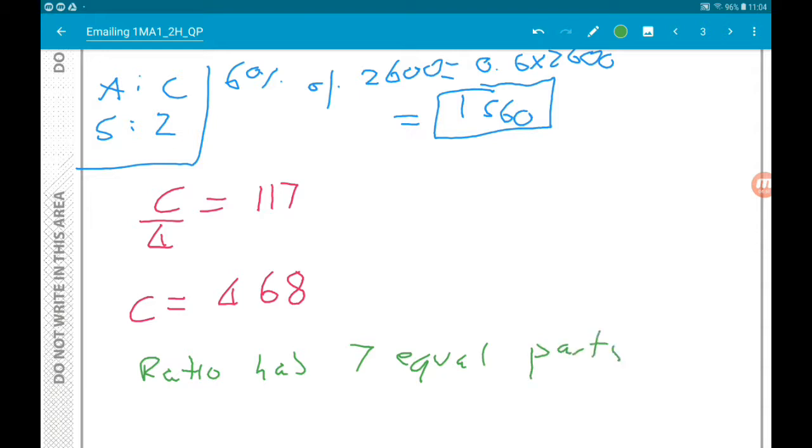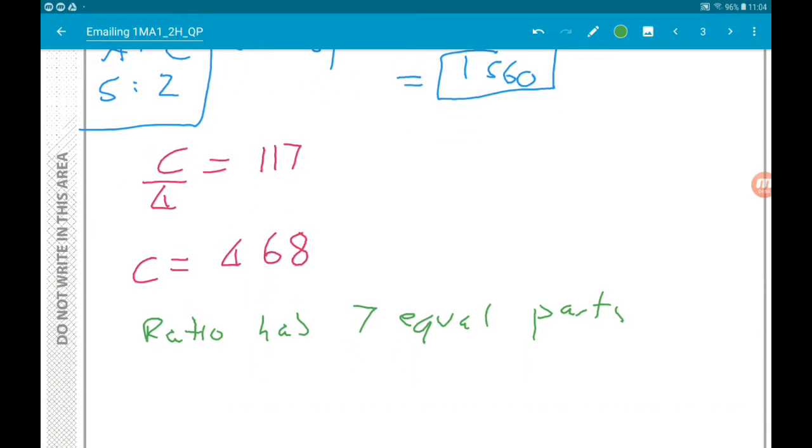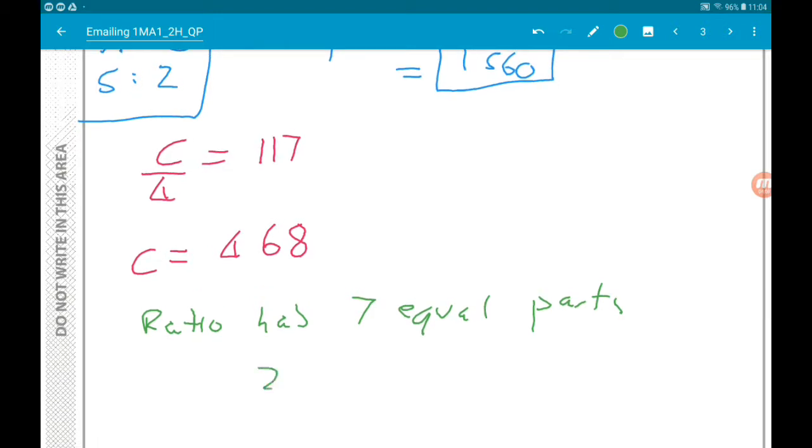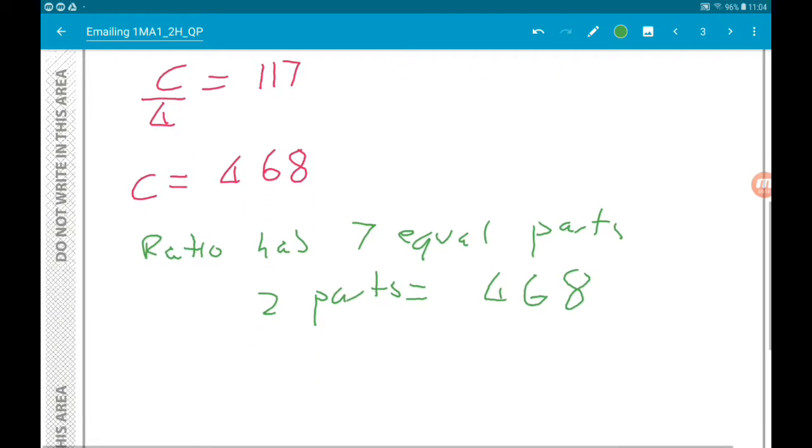Now we know that, again, the children make up 2 parts, and we know there are 468 children. So, 2 parts is 468. So, from that, we can work out that 1 part is 234.